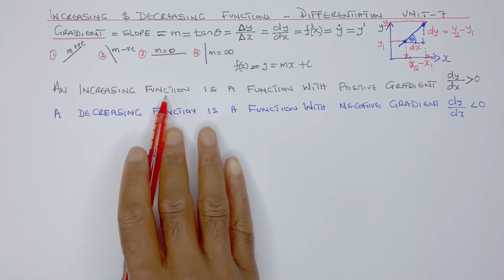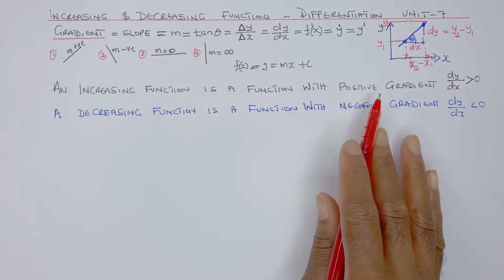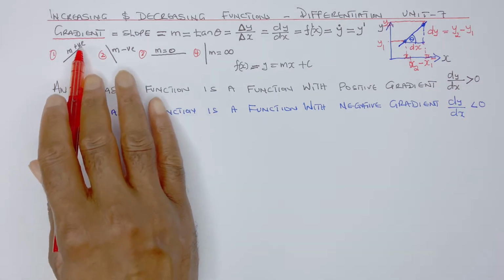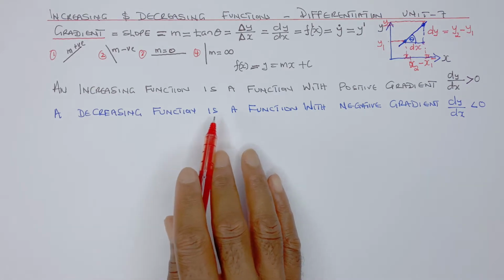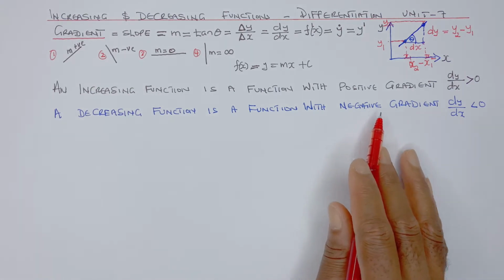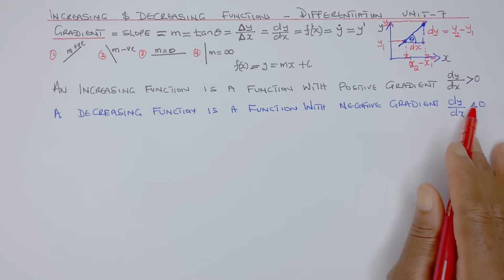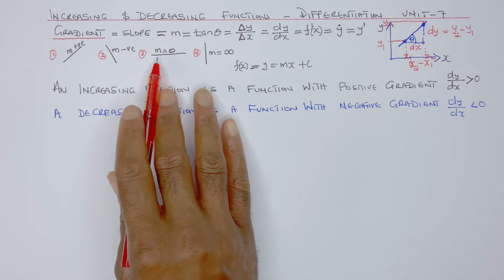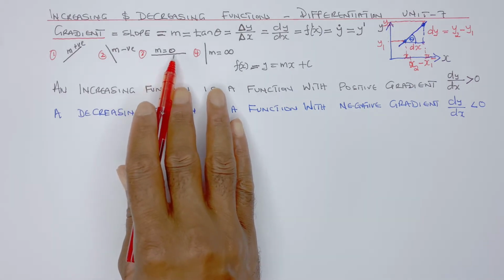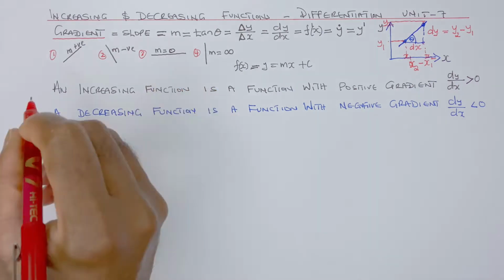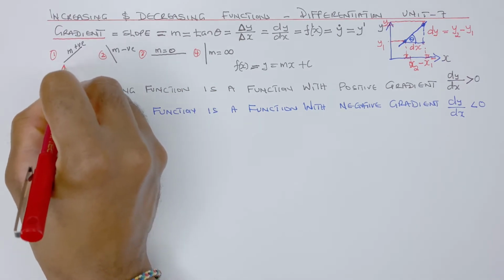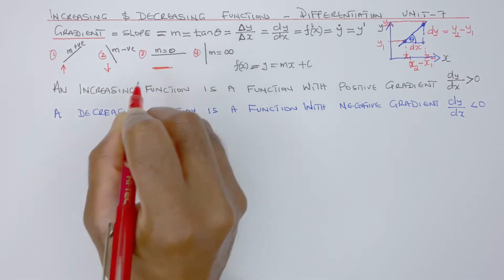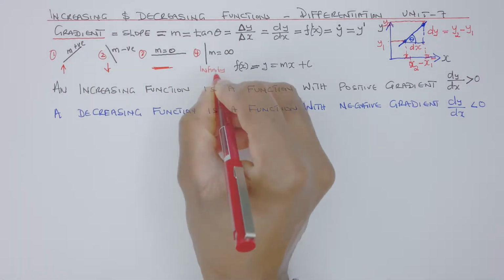An increasing function is a function with a positive gradient where dy dx is greater than 0. So that will be an increasing function. A decreasing function is a function with negative gradient where dy dx is less than 0. So that's a decreasing function. A stationary function is the one where dy dx equals 0. In this case, that's stationary. So this is increasing function, decreasing function, stationary function, and an infinity gradient.